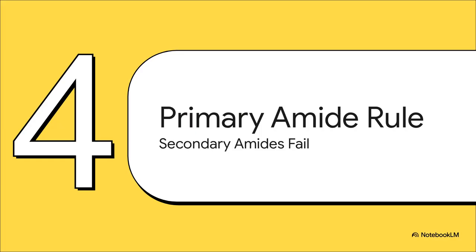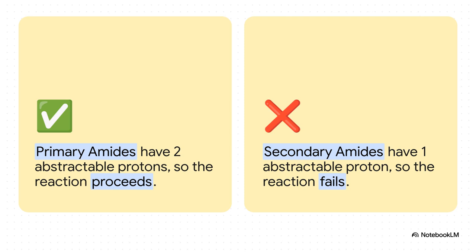Section 4. The primary amide rule. Why secondary amides failed the test. Now, you might be wondering, can we just use any amide for this? Like, what if we throw a secondary amide in there?